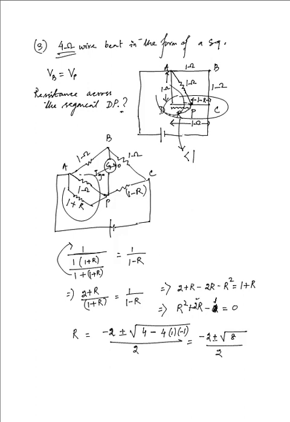So what we get over here is we have to choose the positive value of root 8, so that is 2 root 2 divided by 2. The 2's can get cancelled out, so we have root 2 minus 1. That certainly is less than 1, so that's a valid answer to this question.